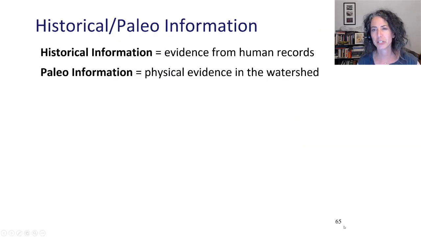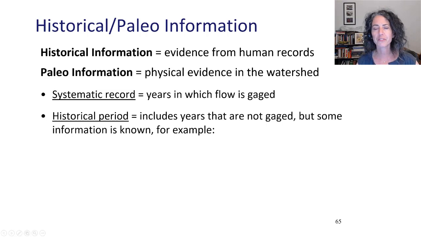Right, so here's a few definitions. Historical information refers to information from human record keeping, and paleo information is instead talking about physical evidence from the watershed. Now, some of the paleo information is hundreds or thousands of years old, but it can actually be recent information as well, high water marks or tree scars from a recent event. Okay, more definitions. The systematic record is years in which stream flow is gauged or measured in some other way, perhaps reservoir inflows. The historical period includes years that weren't gauged, but for which some information is known.